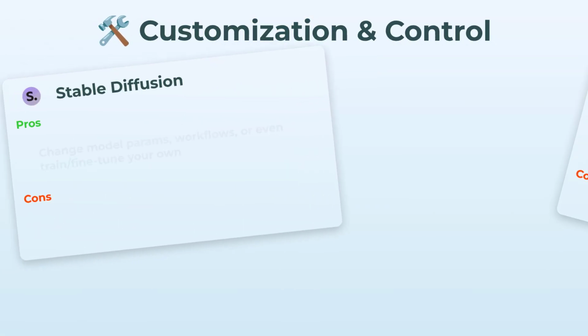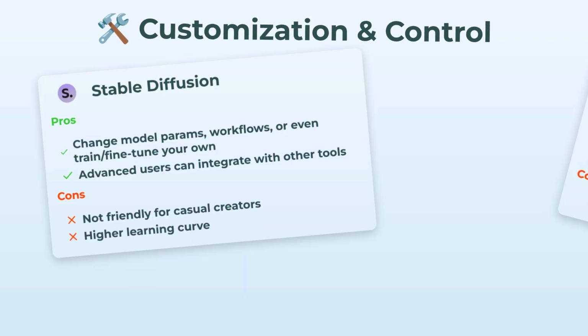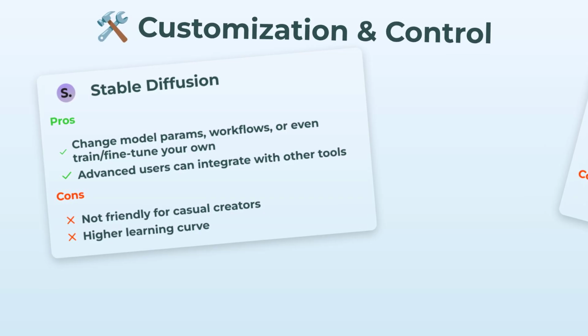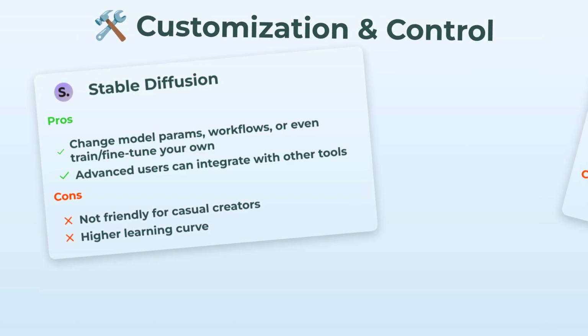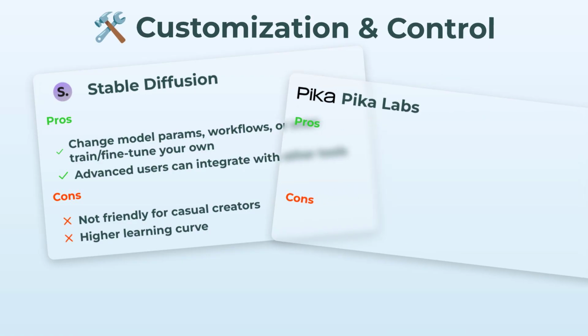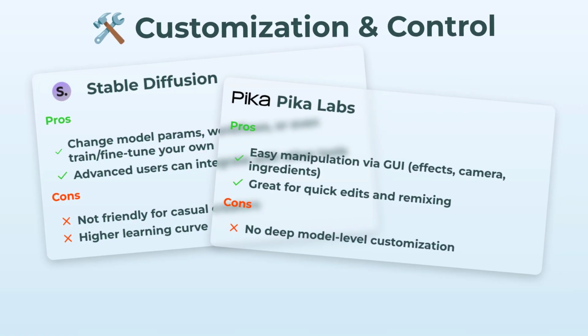On to customization and control. Now, this is where things get nerdy. Stable Diffusion lets you dive deep. I'm talking change model settings, mess with workflow logic, or even train and fine-tune your own video models. And if you're the kind who likes connecting up other AI tools, no problem. Downside? This setup isn't friendly for someone who just wants to play around. You need patience and probably some programming stamina.